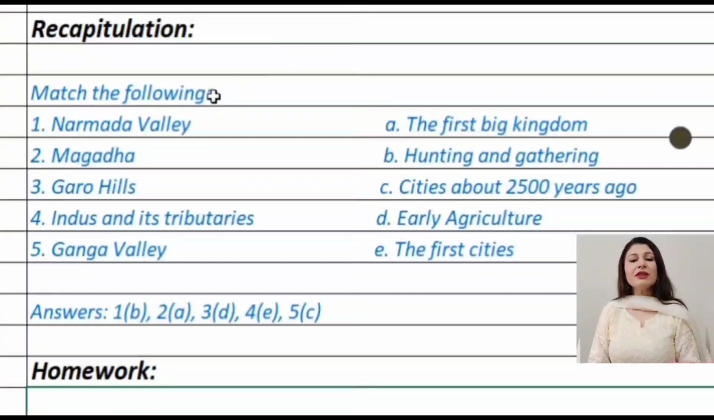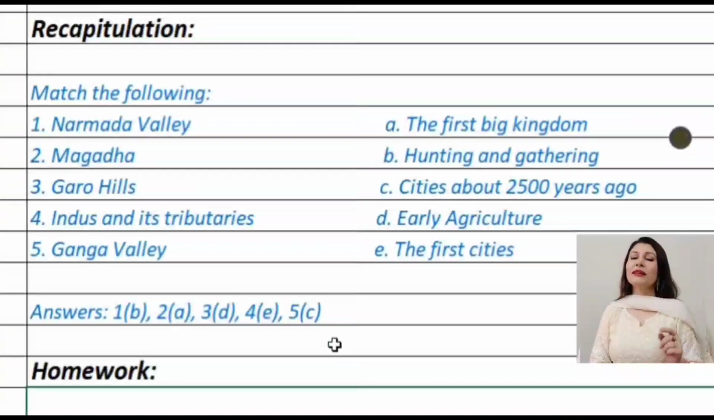Here I have asked match the following type questions. On the left side, first is Narmada Valley, second is Magad, third is Garo Hills, fourth is Indus and its tributaries, and fifth is Ganga Valley. And on the right side, A is the first big kingdom, B is hunting and gathering, C is cities about 2500 years ago, D is early agriculture, and E is the first cities. So here the children will match them with the correct one. Here below this exercise you can write the answers also.